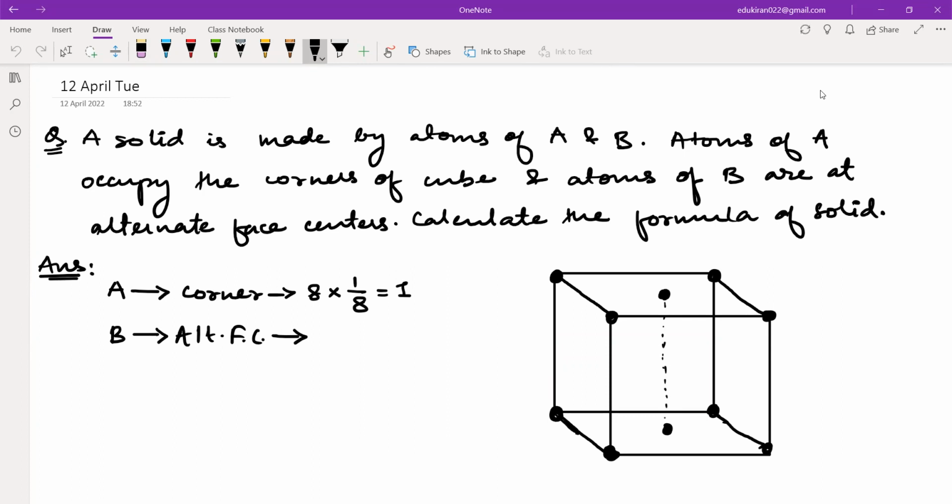If you have chosen the front wall, then the only option left is the back wall. If you chose the right wall, the only option left is the left wall. So please remember, in alternate face centers you will have atoms in only 2 of the faces, and the contribution of each will be half, and this will give you the answer as 1, and hence the formula will be AB. Okay, tell me, any doubt till here?